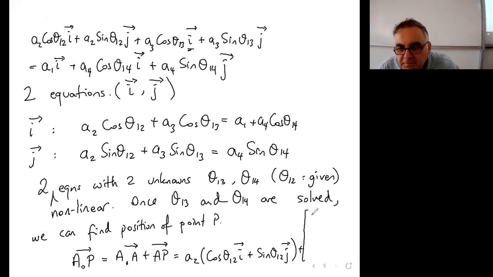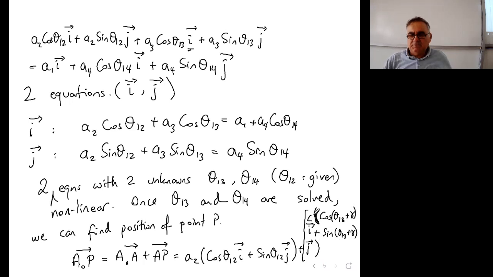So I will just write it here in this remaining space. C times cosine theta 1,3 plus gamma, plus I sine theta 1,3 plus gamma. Sorry for this cumbersome writing, but there is very little space here. So now everything is known here. Once you solve for theta 1,3 and theta 1,4, all is known.